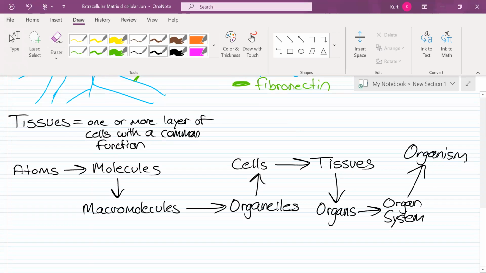And then you could go into ecology. You could start doing multiple organisms as a population, multiple populations as a community. Then the communities, the ecosystem, ecosystem to biome, biome to biosphere, then planet, then solar system, the galaxy, then universe, and so on. But we're just going to focus on the tissue part.